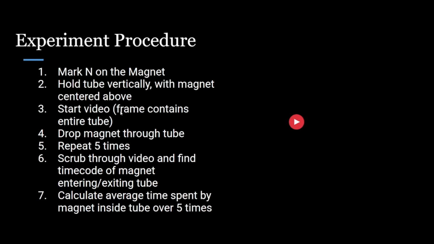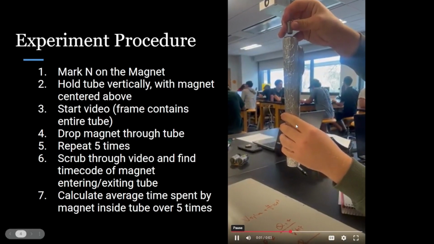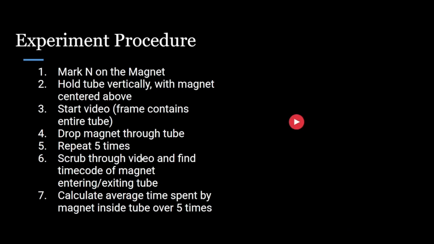So our procedure was to mark N on the magnet, hold the tube vertically, start the video, drop the magnet through the tube, repeat 5 times, and then determine the time codes of it exiting and entering the tube, and use that to determine the average time of the magnet. So that is the video of what occurred.